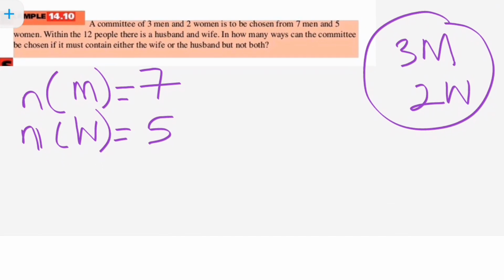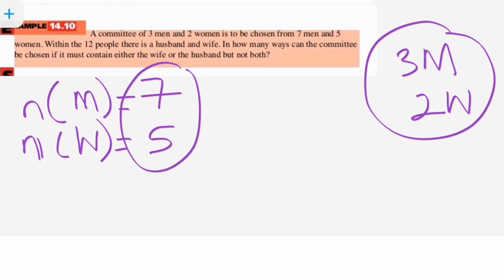Okay, now between these 12 people, the total is 12, right? As you can see, 7 plus 5 is 12. There's a husband and a wife. So in how many ways can the committee be chosen if it must contain either the wife or the husband, but not both? So you don't want the husband and the wife to be in this committee.